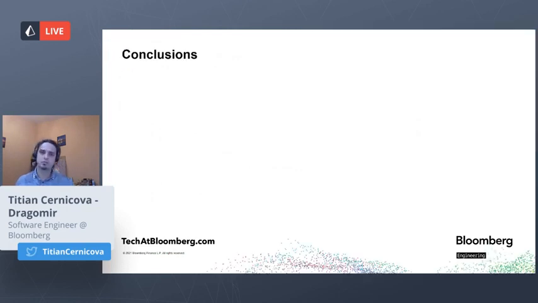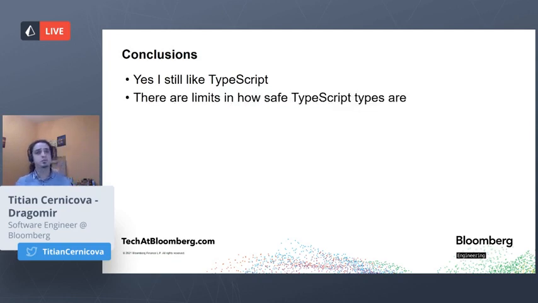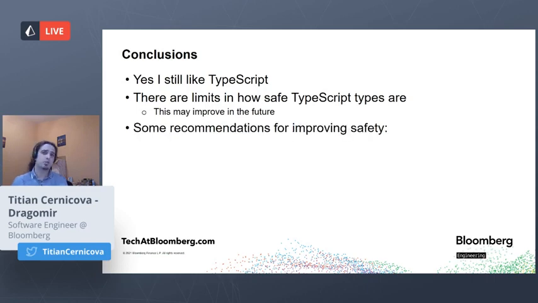So some conclusions. Yes, I still actually like TypeScript. I know I've been pointing out some of its flaws, but I think that's also important. We have to know what the limits of type safety are in TypeScript and know where we're about to fall off the edge. This may improve in the future. Who knows? Maybe in 2 years, most of this talk is going to be obsolete. I hope so. But for now, here are some recommendations to make sure that you don't fall off the edge with regard to type safety.